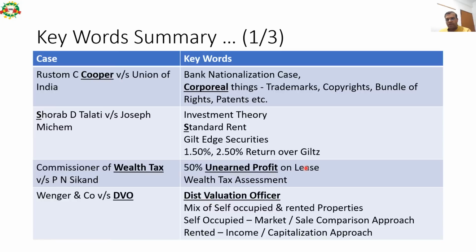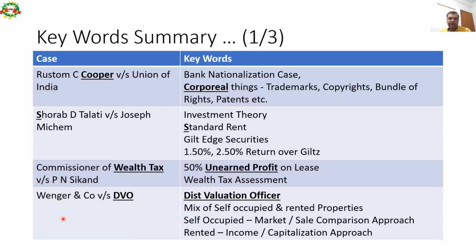So if the examiner is talking about unearned profit on lease property, then it is the Commissioner of Wealth Tax case. Unearned profit and wealth tax, so these two are interlinked words. Please remember, in case of unearned profit, the wealth tax case study, which is versus P and Shankara, is to be marked with a tick in the exam.